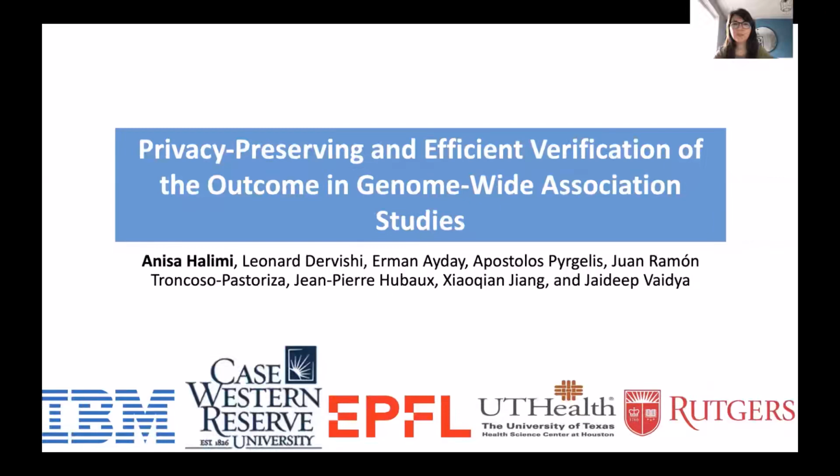This talk is about privacy-preserving and efficient verification of the outcome in genome-wide association studies. Computational errors might occur during the workflow. For example, the published results may be computed incorrectly, or during the quality control, a researcher might use low-quality data to conduct the research.